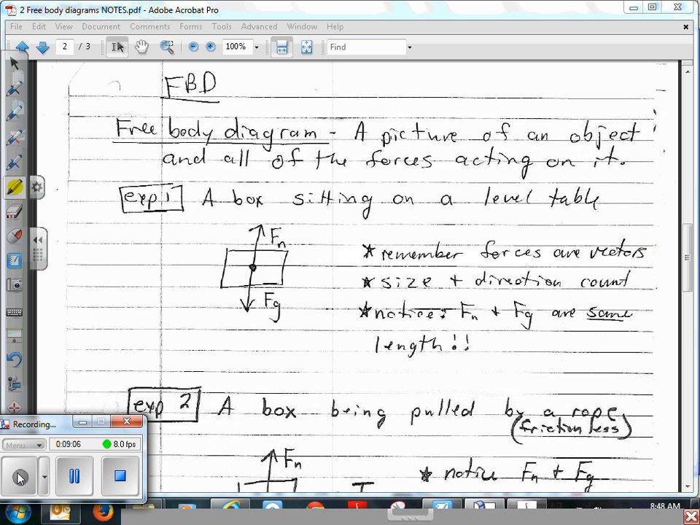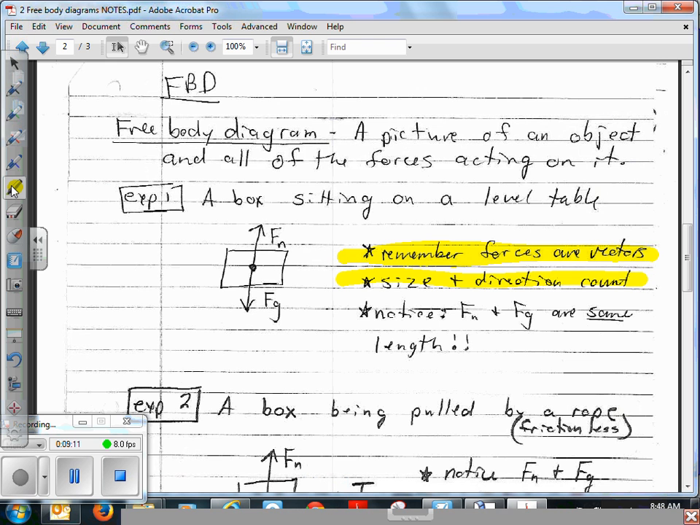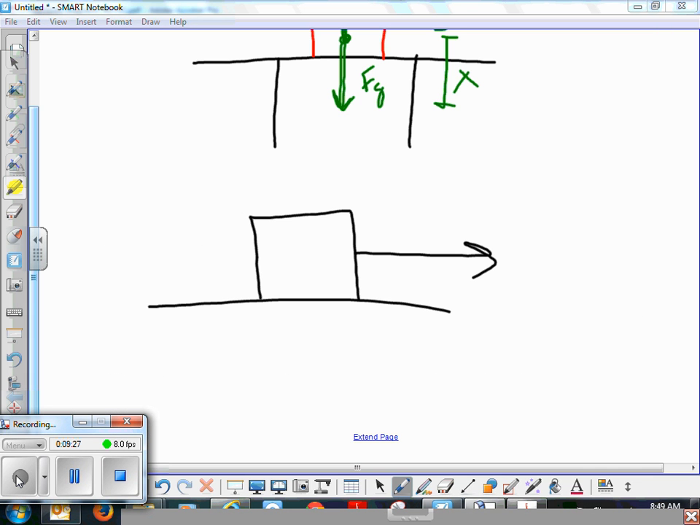Okay, so this just double checks what we did. Remember, the forces are vectors, size and direction count. These are the same length. That's right off your notes. So example 2, a box being pulled by a rope and it's frictionless. Okay, so this would be the rope pull. So whatever that is, let's say it's 20 newtons. Okay, now you don't need to put the number on the free body diagram, but that would be the pull of the rope. We still have the force of gravity, right?